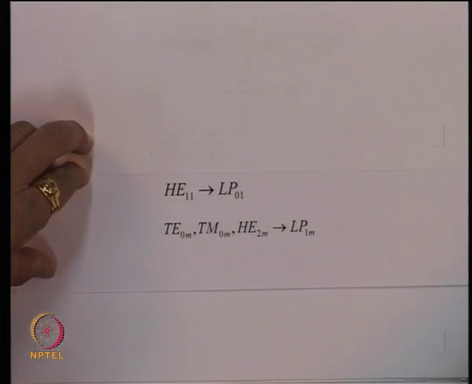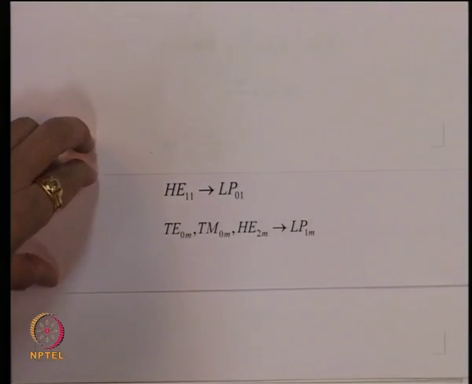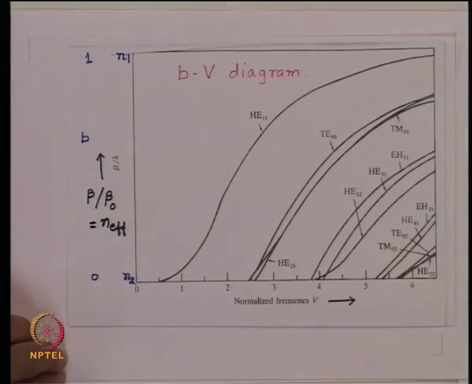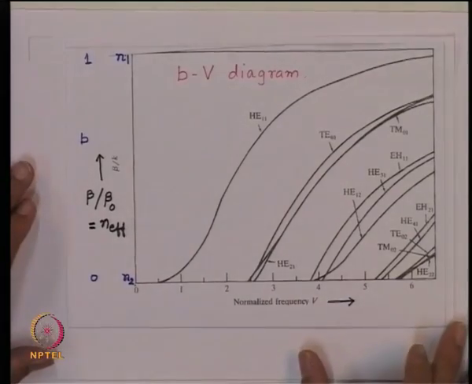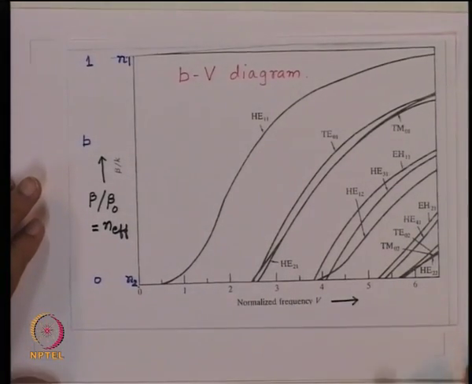So, if I consider the b-V diagram and take the next set of modes, this one, they will degenerate and give a field distribution which will be called the LP11 mode. So, in the weakly guiding approximation, you have the first mode which travels, which is LP01, and the next mode which will travel, which will be a combination of these three, which is LP11, and so on.